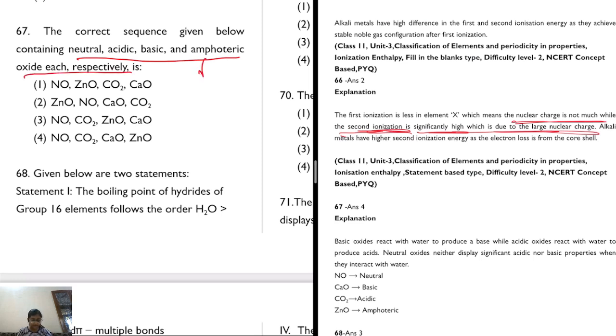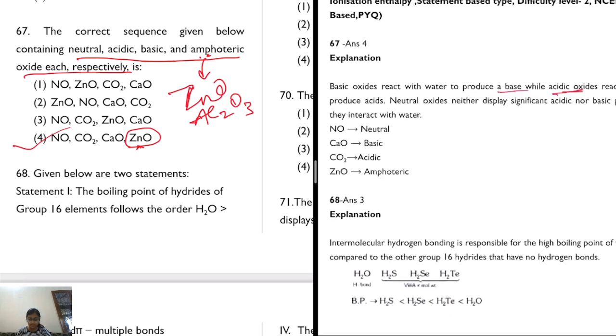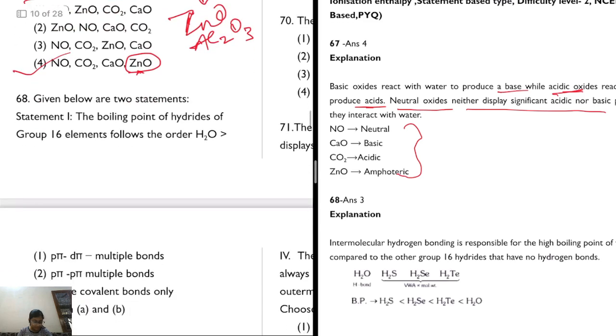We know that for amphoteric oxide we have ZnO and Al2O3. In this, if you see, ZnO is present only here in the last one. Amphoteric oxide is number 4, so ZnO should also be number 4 here. So this would be the correct answer, but let's see the others. Basic oxides react with water to produce base. Acidic oxide will produce acid, and neutral oxide will not display any significant acidic or basic properties. So that is why this would be our answer. Let's see the next question.